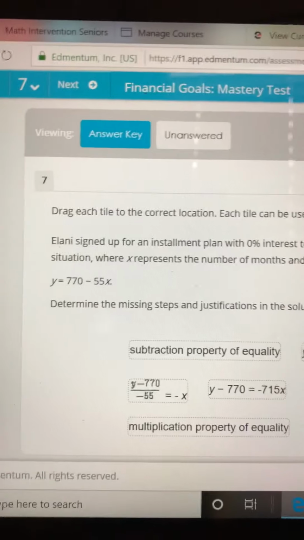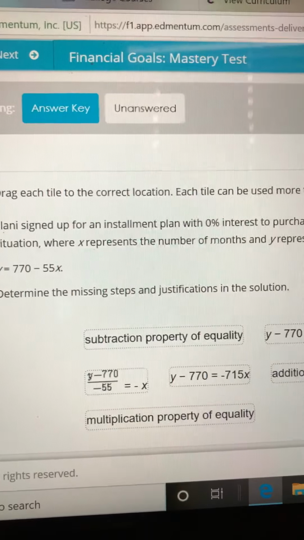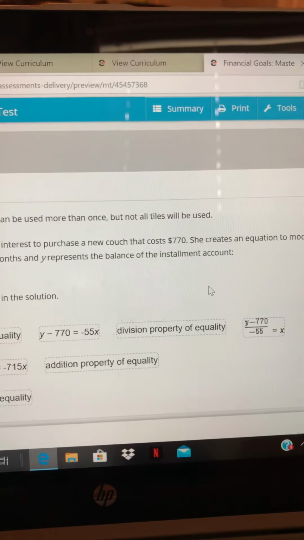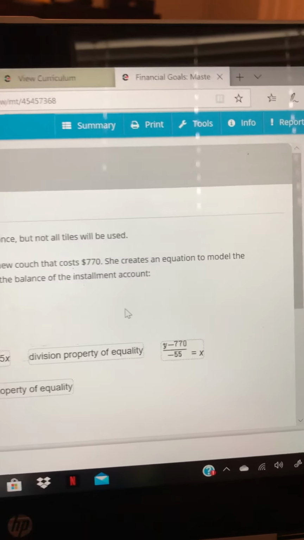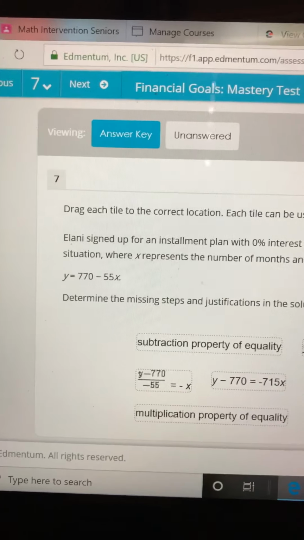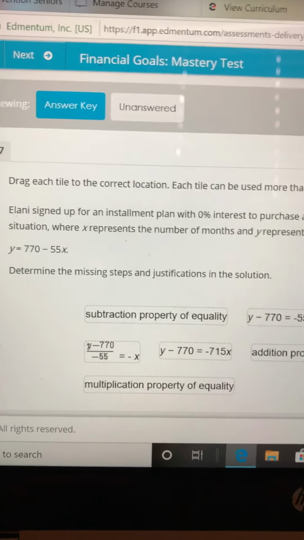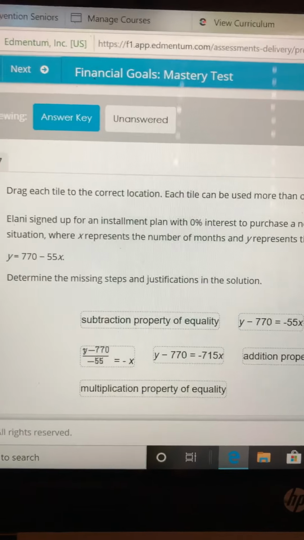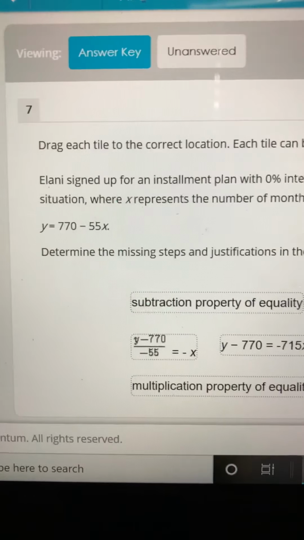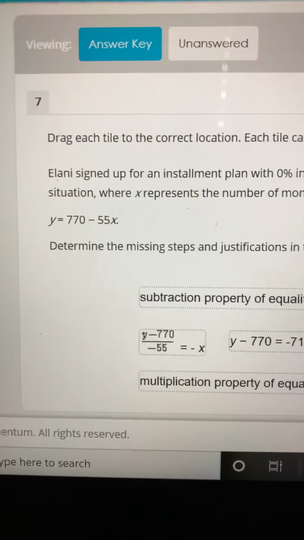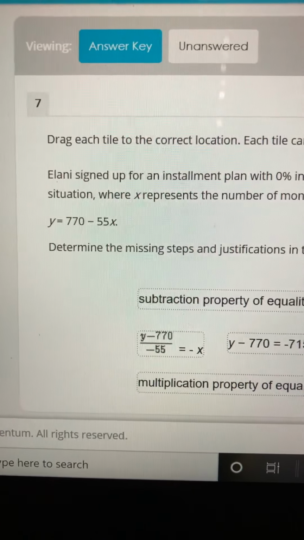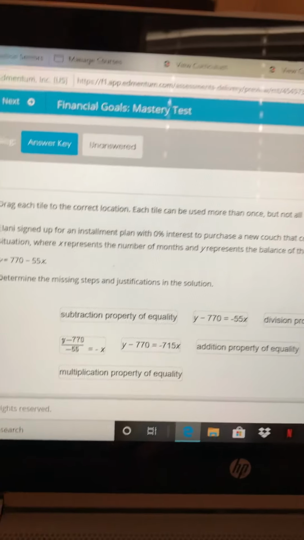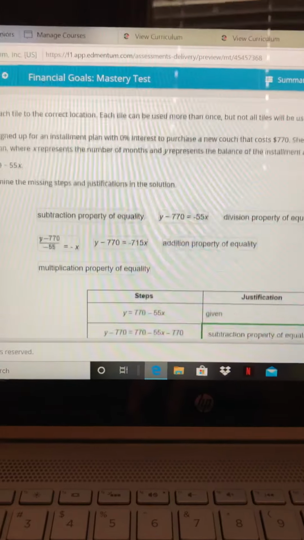Elani signed up for an installment plan with 0% interest to purchase a new couch that cost $770. She creates an equation to model the situation where X represents the number of months and Y represents the balance of the installment account. Y equals 770 subtract 55X. Determine the missing steps and justifications in the solution. Alright, so I got this. Let's see what we're supposed to do.